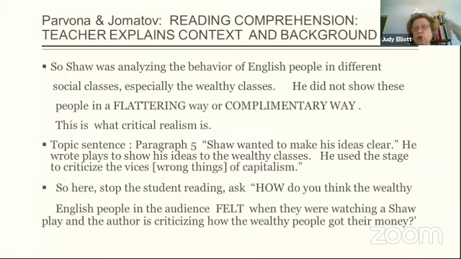So you continue reading in the text, but the teacher, or if for example your students look this up, they could even teach about this. Shaw didn't show people in a flattering or complimentary way. He talked about them, and this is what critical realism is. For example, in paragraph 5, Shaw wanted to make his ideas clear. He wrote plays to show his ideas to the wealthy classes. He used the stage to criticize the vices, or the wrong things, about capitalism.